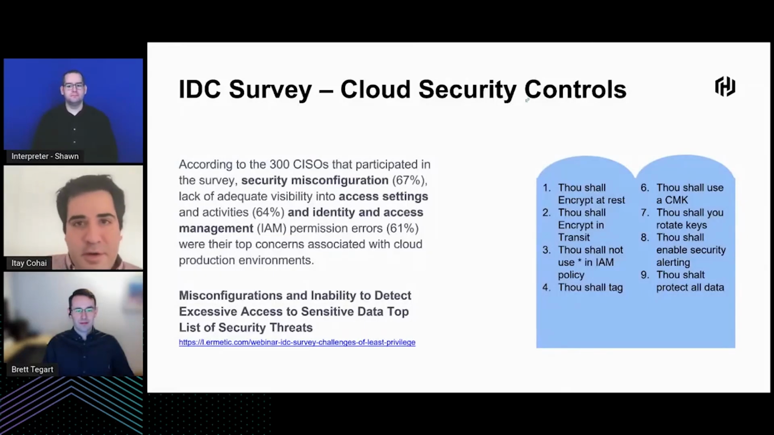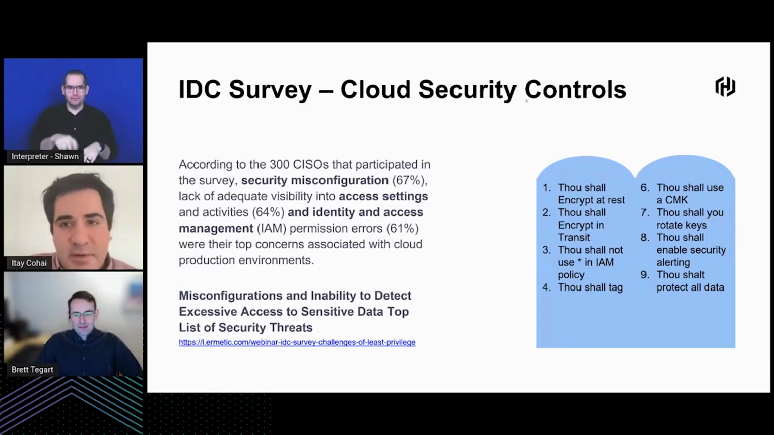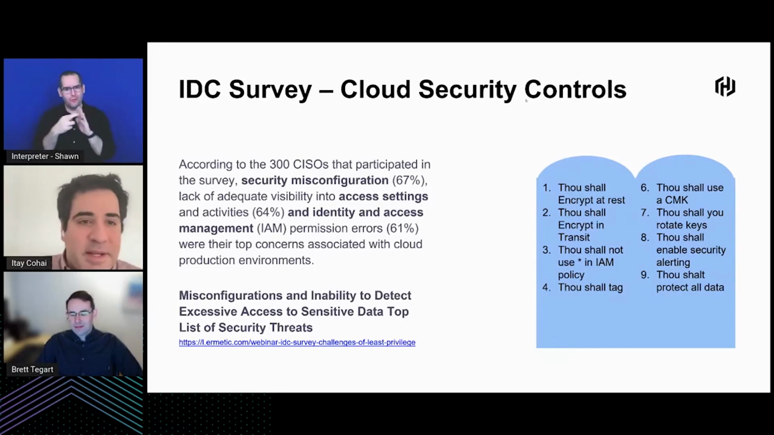Zooming in further on cloud security controls. These are the rules, or the commandments, of what you shall and shall not do in the cloud. Like you shall encrypt at rest. We always have to encrypt at rest. In transit, we don't use stars in policies. We tag everything to know the ownership. So we have a bunch of rules, and again, this is just a random example. These rules exist for each and every cloud service, each and every cloud technology, and each and every cloud pattern. These are the rules that keep us safe.